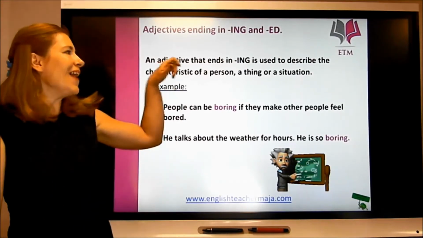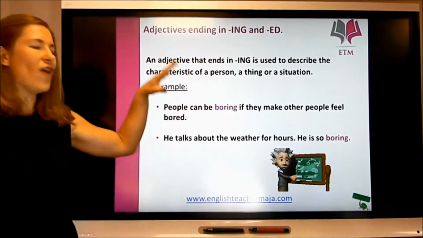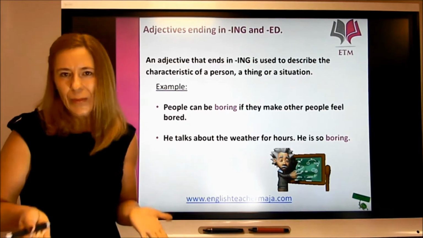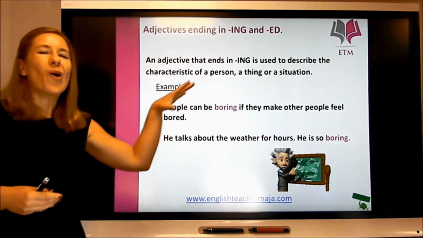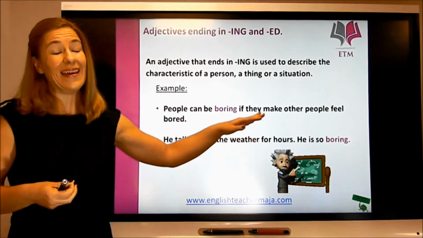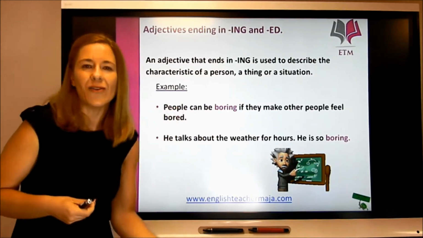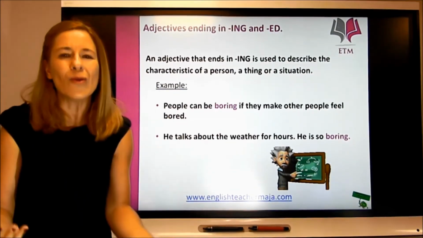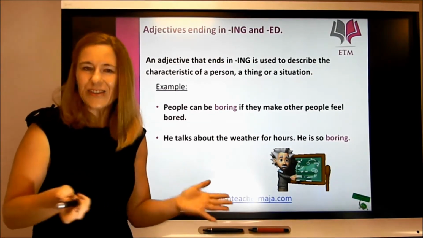Okay, so an adjective that ends in -ing is used to describe the characteristic of a person, a thing, or a situation. Okay, so a party could be boring, a book could be boring, a person could be boring, a teacher could be boring. Okay, so people can be boring if they make other people feel bored. For example, he is such a boring person because he talks about the weather for hours. I could be boring too because I could talk about English grammar for hours. So after listening to me, you could feel bored about English grammar.